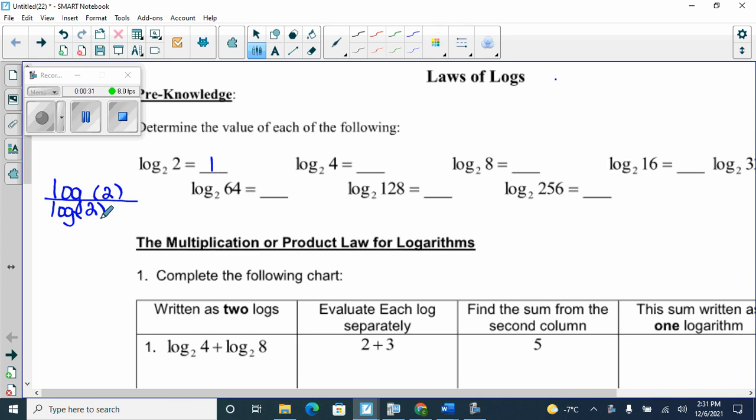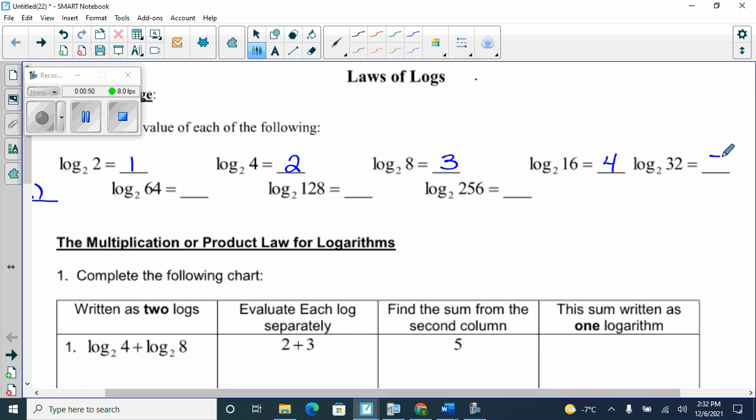The other way I told you is you could say 2 to what power is 2? 2 to what exponent is 2? 1. 2 to what exponent is 4? 2. 2 to what exponent is 8? 3. 2 to what exponent is 16? 4. 2 to what exponent is 32? 5. 2 to what exponent is 64? 6. You're seeing a pattern. 7, 8.